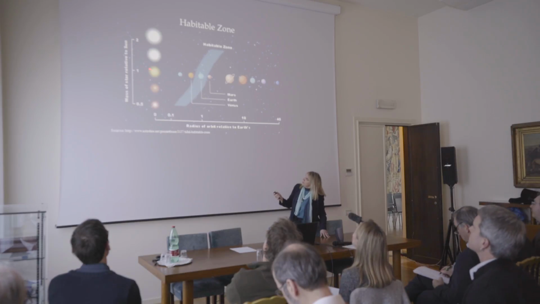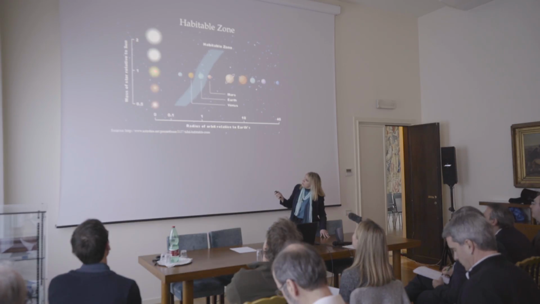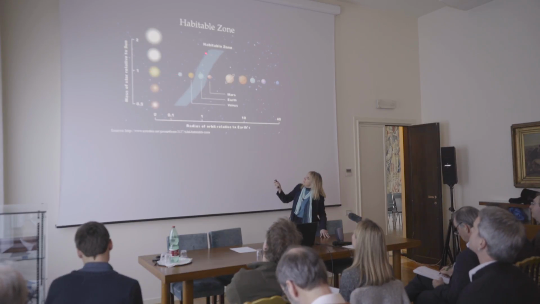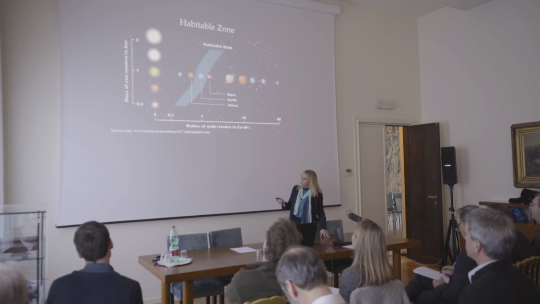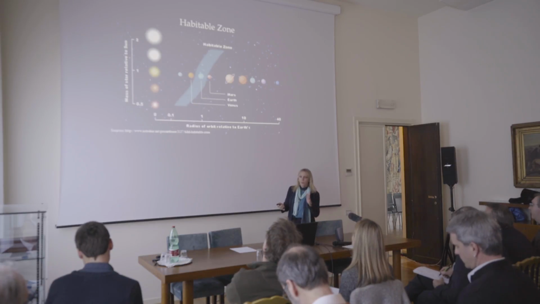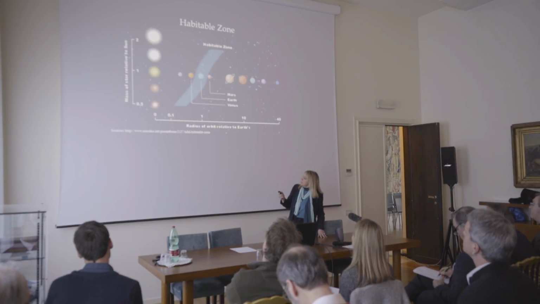So this is our sun, but if the sun is larger, of course, this habitable zone will be further away from the sun. And if the star or the sun is smaller, has smaller energy, then of course the habitable zone is nearer to the star. So this is what is called the habitable zone.